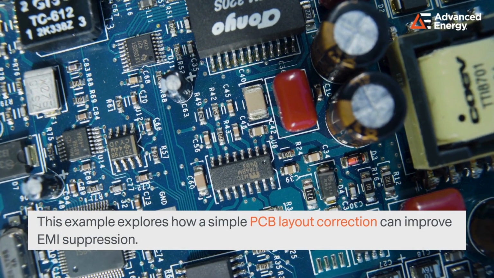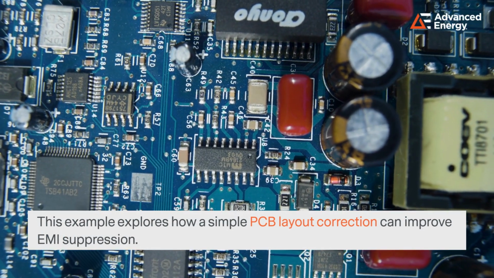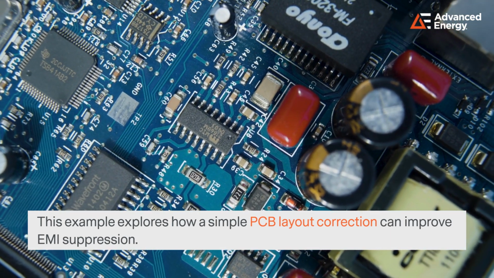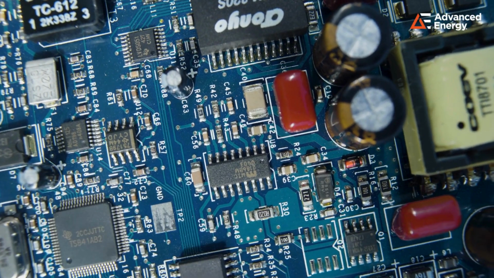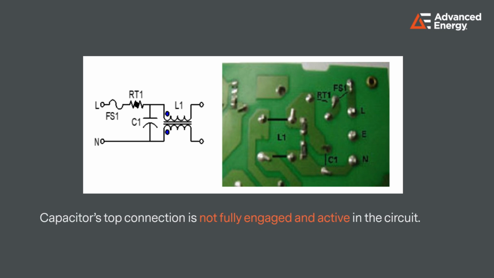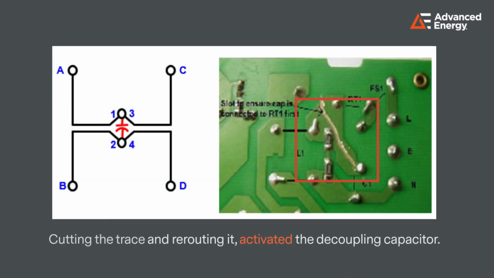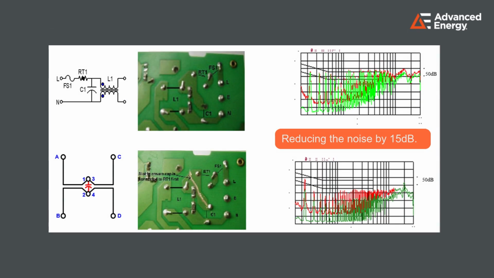In this example, we'll explore how a simple PCB layout correction can dramatically improve EMI suppression. Here's the first layout. Notice that due to the capacitor's top connection, it is not fully engaged and active in the circuit. This reduces its effectiveness in shunting noise to ground. Cutting a trace and rerouting it correctly activated the decoupling capacitor, reducing noise by 15 dB.